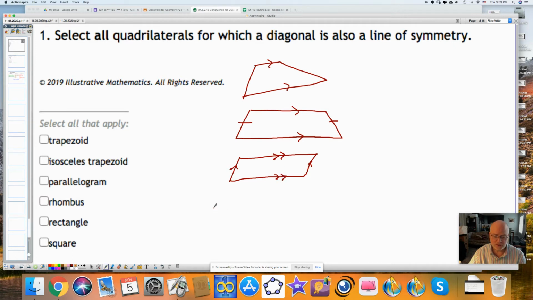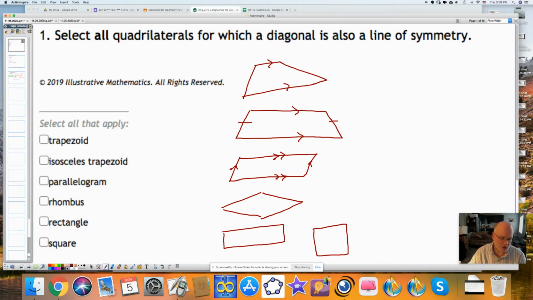And a rhombus. A rhombus is an equilateral quadrilateral, so all four sides are the same, like this. And then a rectangle, and finally a square. And what we're asked is, are there any lines of symmetry by a diagonal? So I'll draw the diagonals on all of these, at least one of the diagonals on each. If you were doing this on a test, you might want to draw the picture just to verify for yourself that this works or it doesn't work.